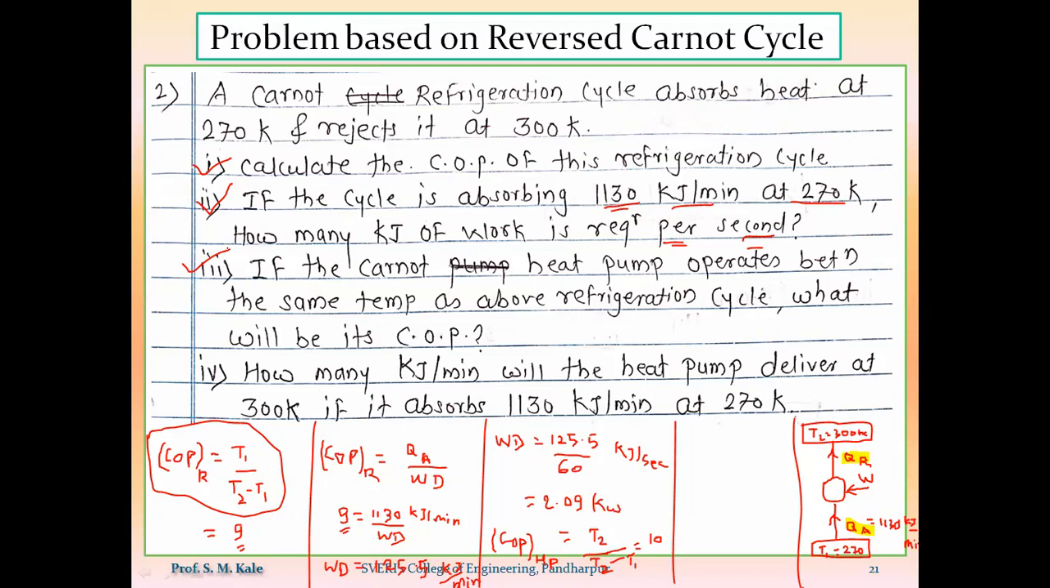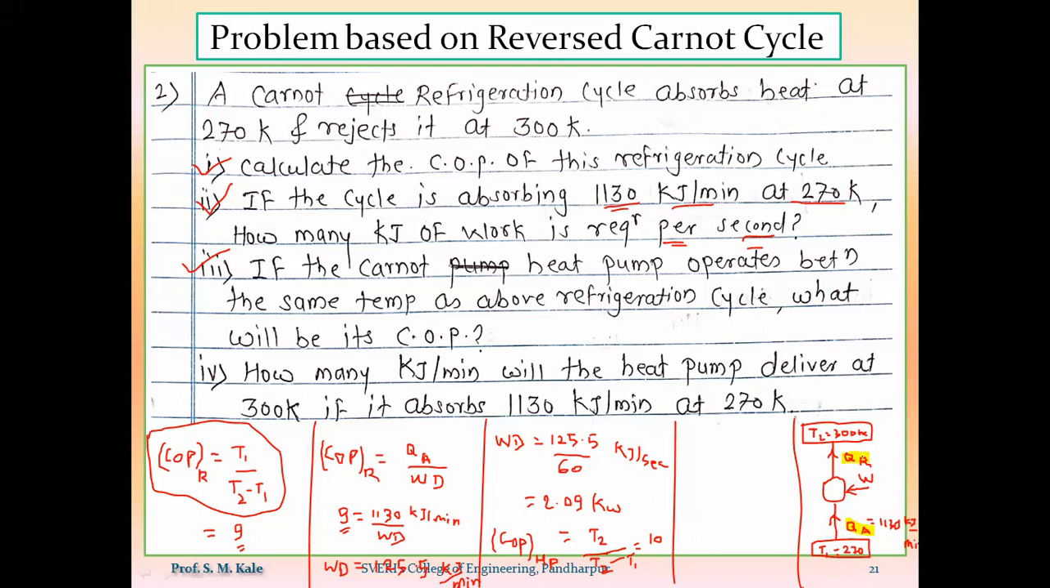Now, last question. How many kilojoule per minute will the heat pump deliver at 300 Kelvin if it absorbs 1130 kilojoule per minute at 270 Kelvin? That means if the value of QA is 1130 kilojoule per minute, then in that case what will be the value of QR? Who will tell how to calculate it? Should we calculate it from work done? Calculate from work done.